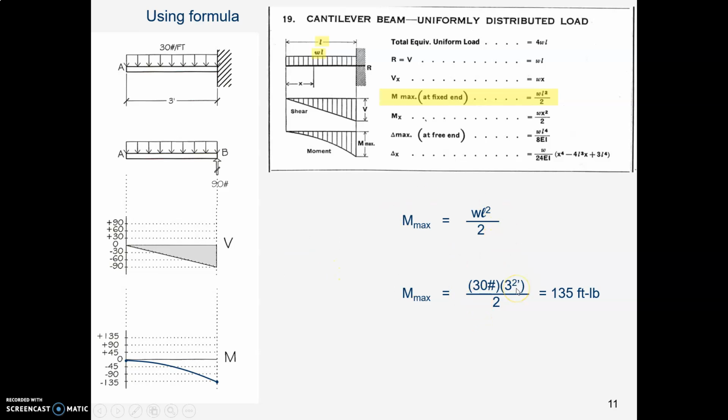If you're plugging this into your calculator, make sure you use parentheses so that you keep the order of operations straightened out. And the reason for saying that is you do not want to say 30 times 3 and then squared all of that. That will give you a crazy number. You want 3 squared and that times 30. And then all of that divided by 2. And you might want to try that out on your calculator just to make sure you do get that same number.